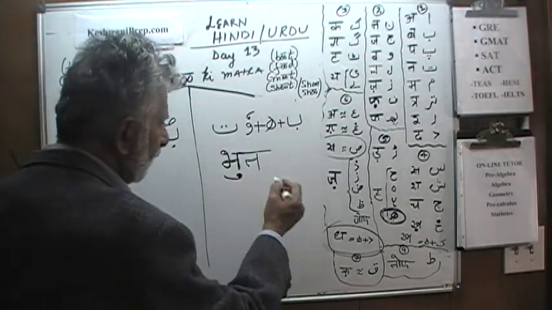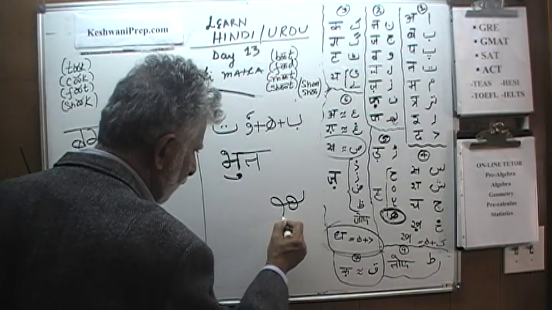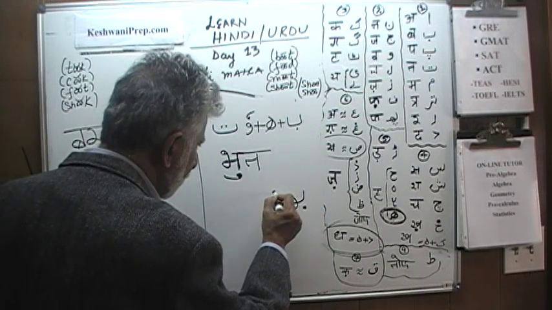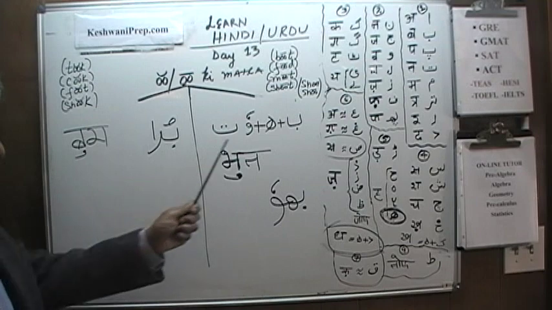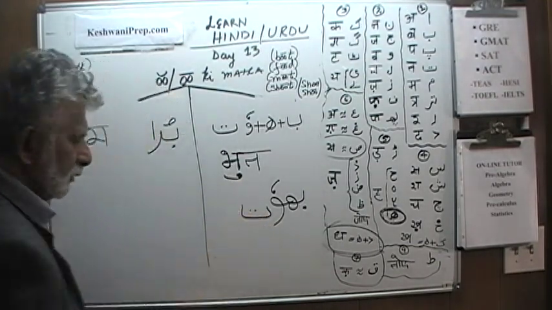Let's put all of that together. So this is bh. We're going to combine do chashmi hay, then a vav. Don't forget the dot. And the ulta pesh goes on the vav. Ulta pesh does not go on the letter, it goes on the vav. Bhoot. Bhoot as in ghost.